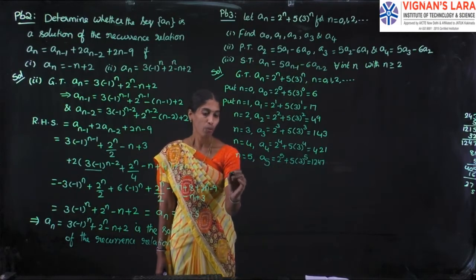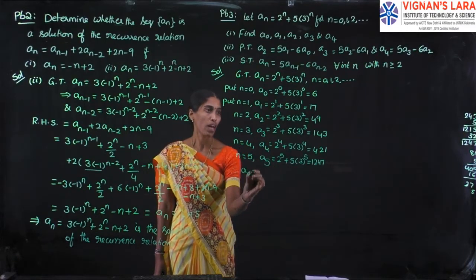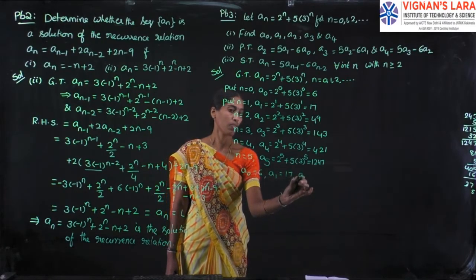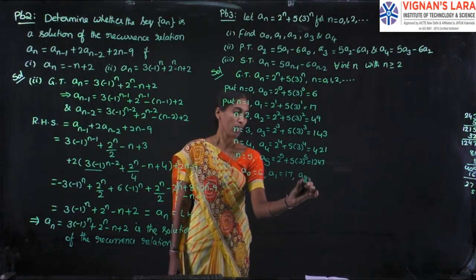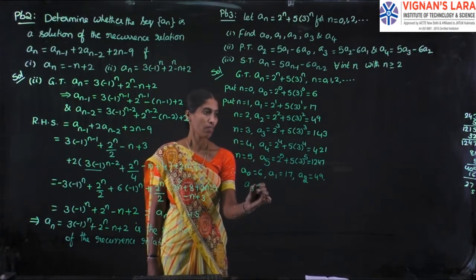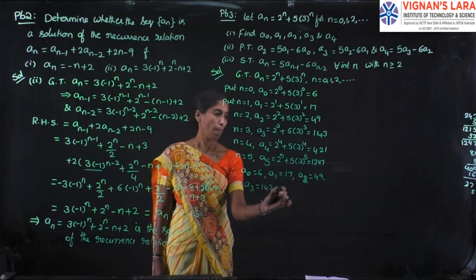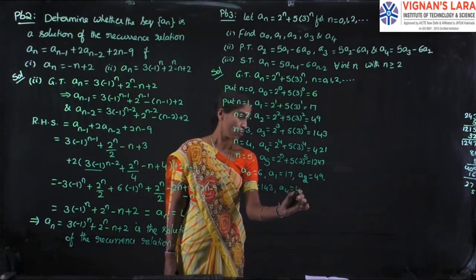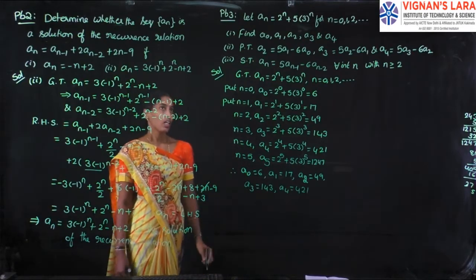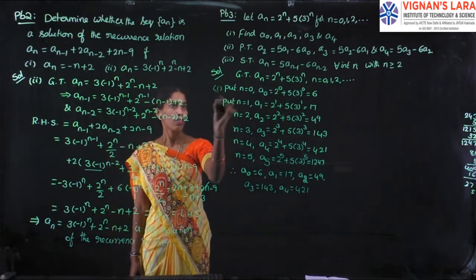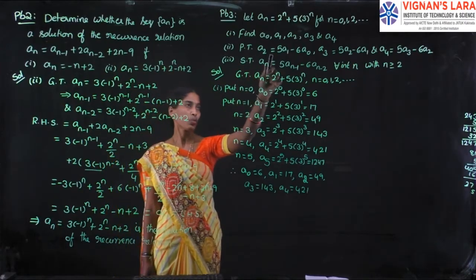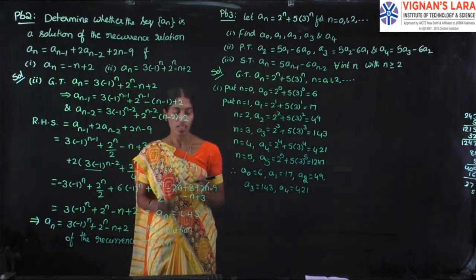Okay, therefore a0 value is 6, a1 value 17, a2 value is 49, a3 value 143, a4 value is 421. It is enough, right? This is the first bit. What about the second bit? We have to prove that a2 is equal to 5a1 minus 6a0.